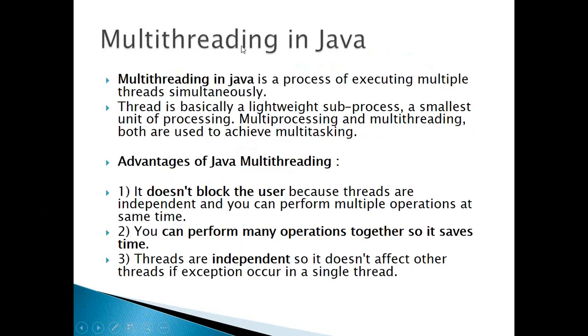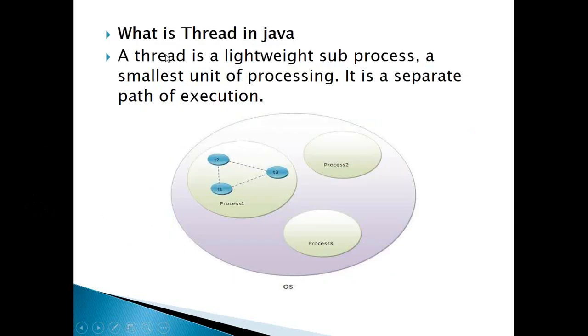What does thread mean? We have the definition of multi-threading: the process of executing multiple threads simultaneously. What is a thread? A thread is basically a lightweight sub-process. We have the process, and inside the process there is a thread. That's why threads are sub-processes.